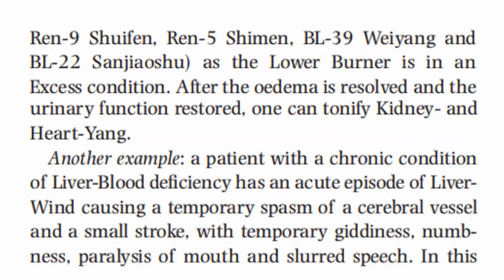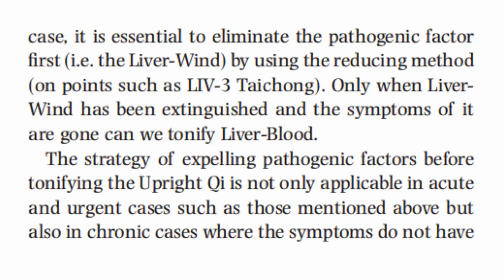Another example: a patient with a chronic condition of liver blood deficiency has an acute episode of liver wind causing temporary spasm of a cerebral blood vessel and a small stroke, with temporary giddiness, numbness, paralysis of mouth, and slurred speech. In this case, it is essential to eliminate the pathogenic factor first, the liver wind, by using reducing method on Liver 3. Only when liver wind has been extinguished and the symptoms of it are gone can we tonify liver blood.